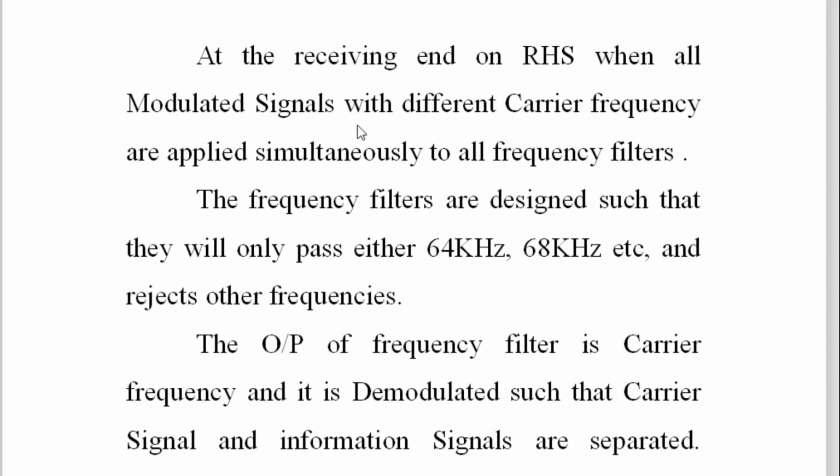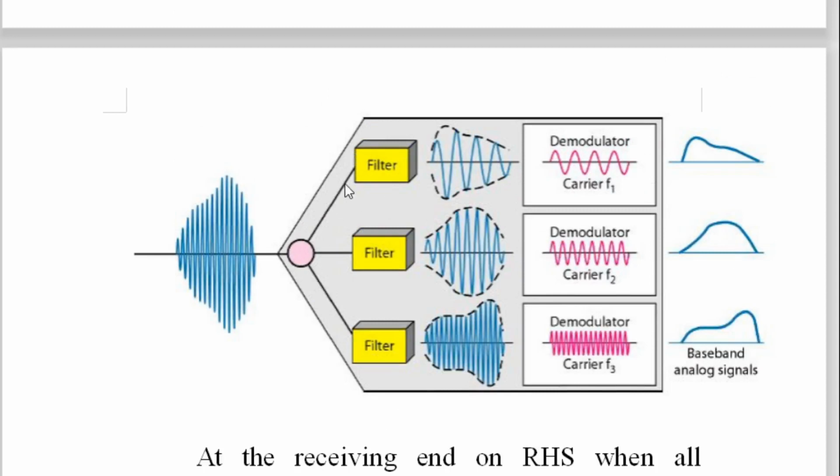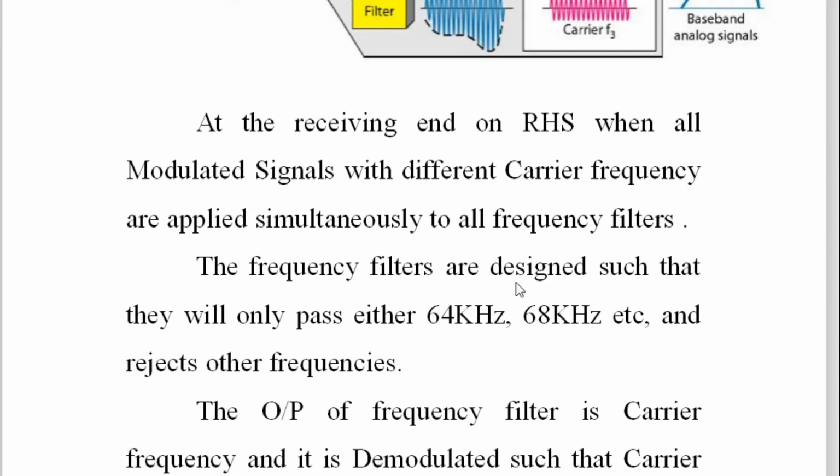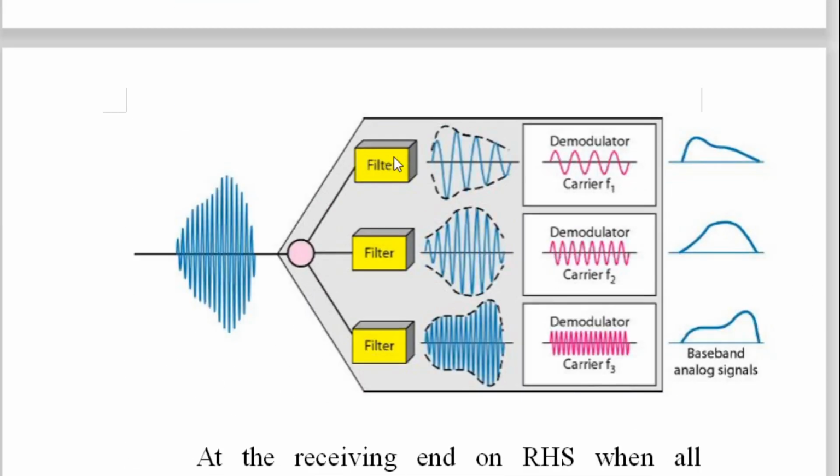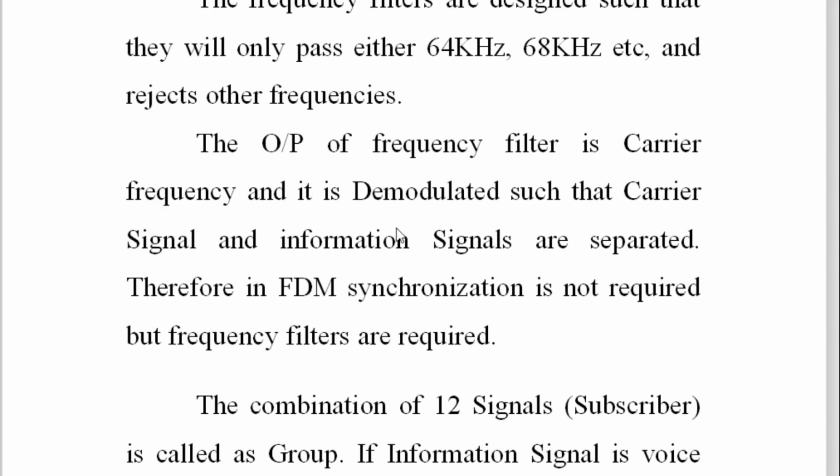So here it is clearly given, at the receiving end on the RHS, all modulated signals with different carrier frequencies are applied simultaneously to all frequency filters. The frequency filters are designed such that they will only pass either 64 kilohertz, 68 kilohertz, etc., and reject other frequencies. Filter 1 is only passing the 64 kilohertz carrier or modulated output and rejecting the others, and accordingly the output of the frequency filter is the carrier frequency.